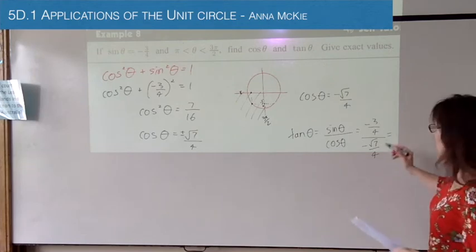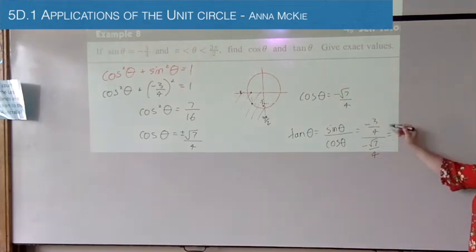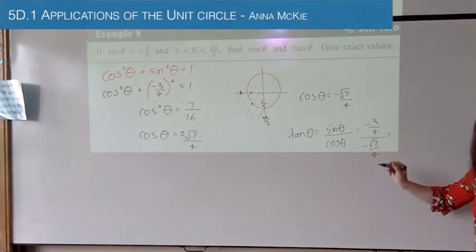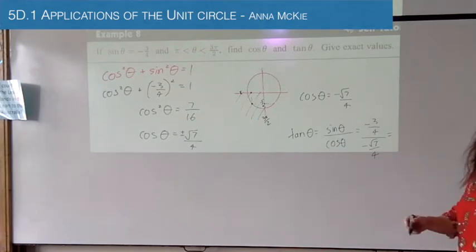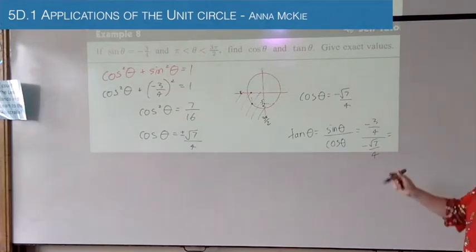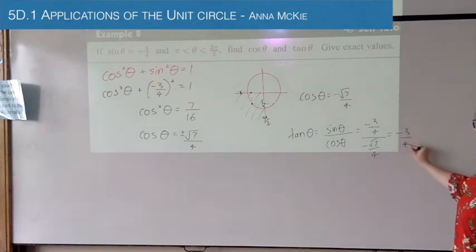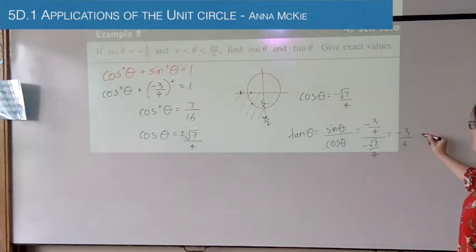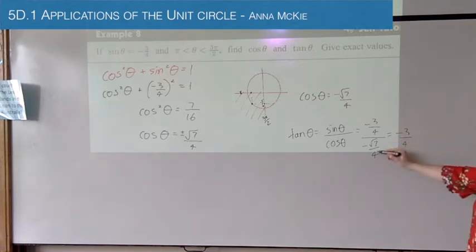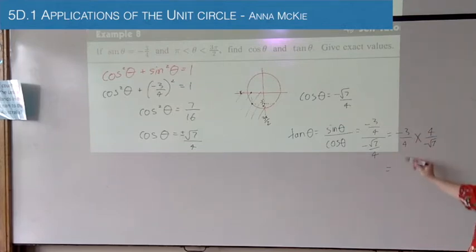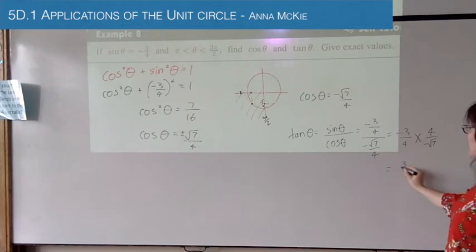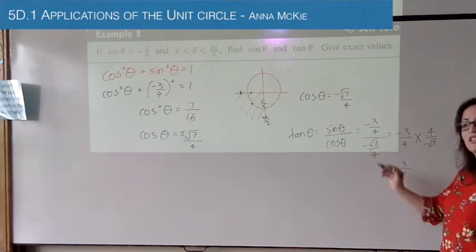And just quick refresher on fractions. If you've got a fraction on a fraction, what do you do to work that out? Yeah, so you know the letters, but what's the concept? Just times the bottom on the top. You flip the second one, so 4 was on the bottom there, now 4 is on the top, and -√7, and you turn it into a multiply. And you can see what's going to cancel there, and we are left with 3 on √7 for tan.